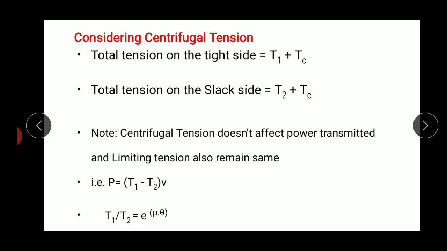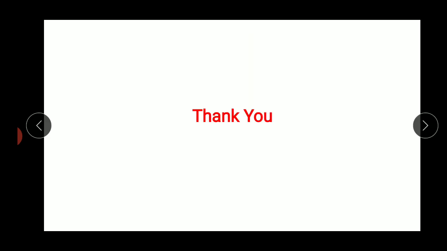And T1 upon T2 is equal to e raised to mu theta, that is the limiting tension ratio. It also remains the same, where T1 is the normal tension on the tight side and T2 is the normal tension on the slack side. So in both the formulas there is no effect of centrifugal tension. It will be considered only while assessing the stresses or forces in the belt, and due to this the life of the belt may get affected. Thank you for this session.